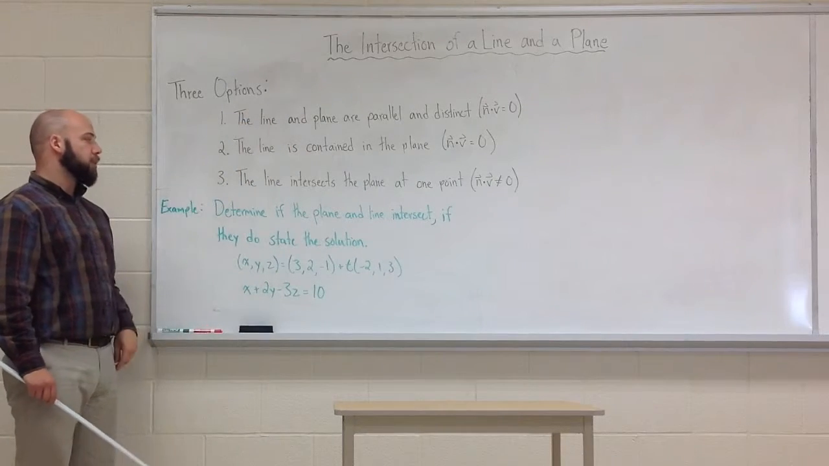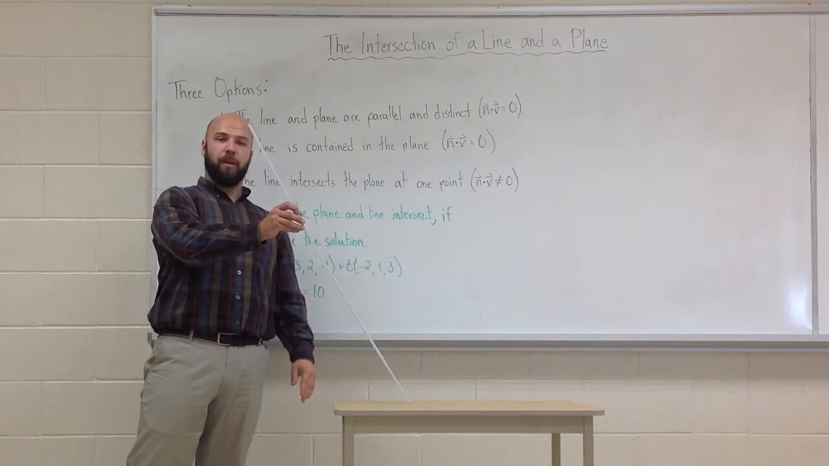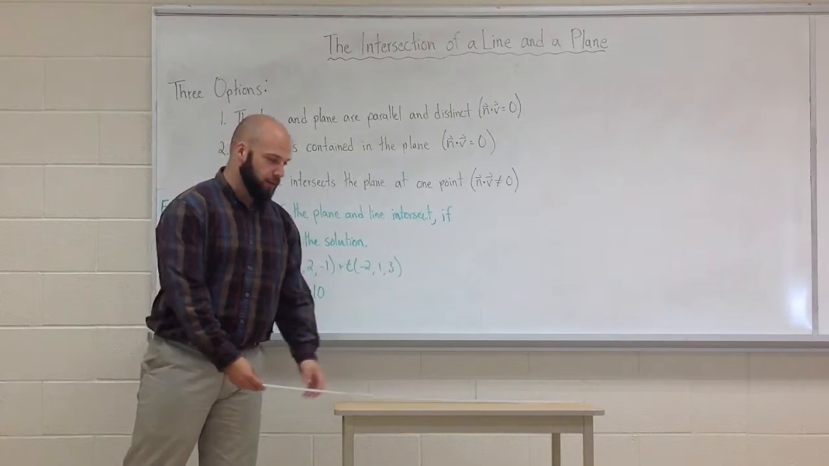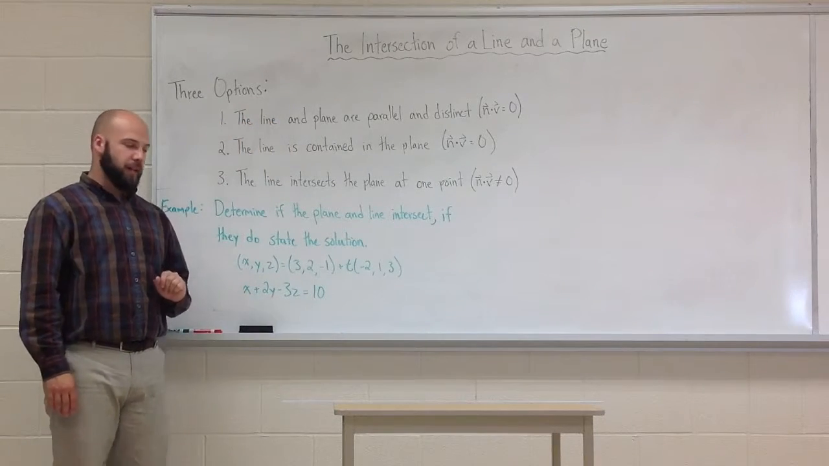The third option is when the line intersects the plane at a point. That would be something that maybe looks like this. That's when the dot product does not equal 0, and then you can determine that one point of intersection.